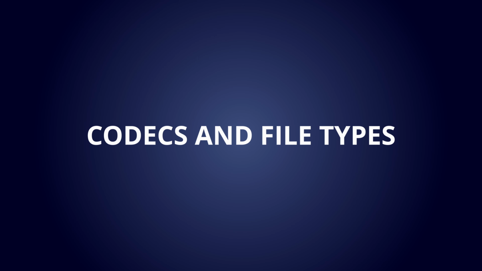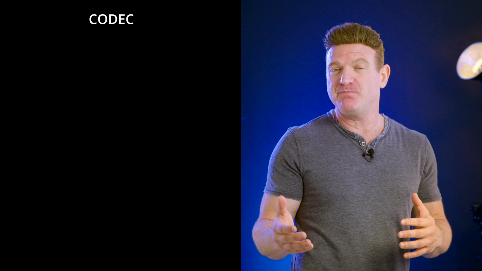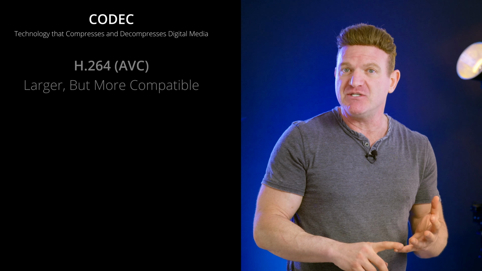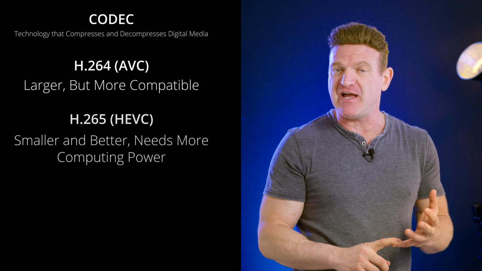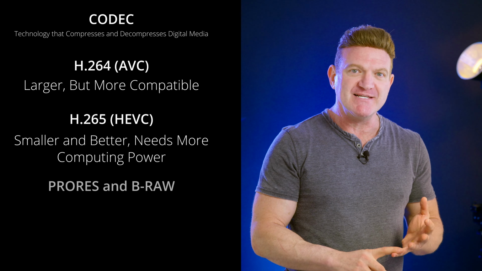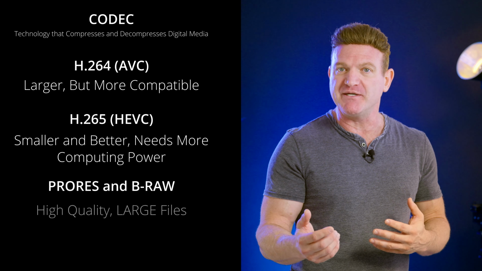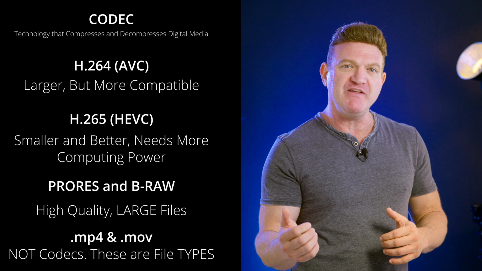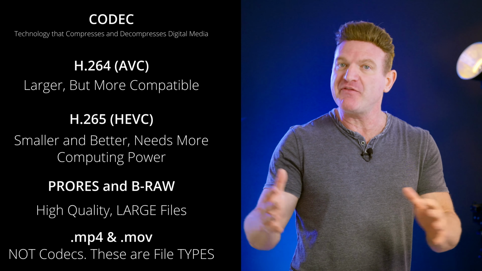So let's talk about codecs. And don't worry, I'm not gonna turn this into a science lecture, but a codec is basically just a way of compressing your video so it's manageable. There's H.264 and H.265. These are the most common, and they're great if you're uploading to YouTube. Then there's ProRes and BRAW. These are higher quality, but they're bigger files and they're better for editing. .mp4 and .mov, these are file formats, and they're not the same as a codec.